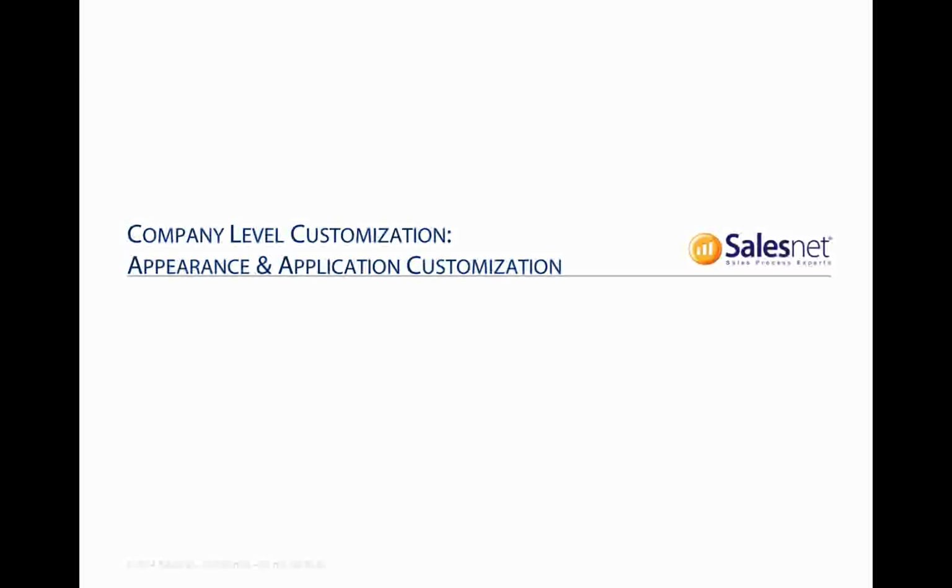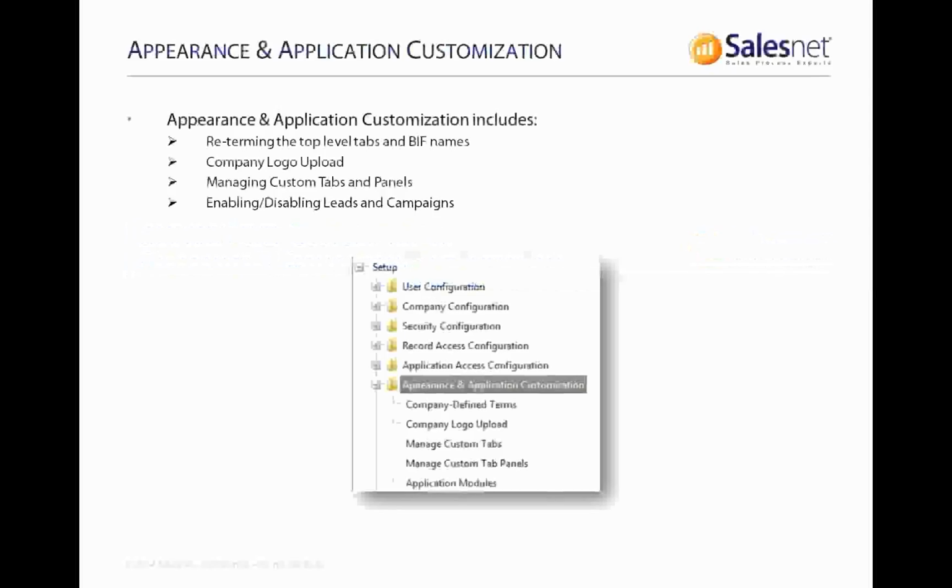So that was pretty quick. A couple of short sections there from company configuration, and we're going to go right into now the appearance and application customization. They kind of go hand in hand from company configuration down into this menu. And we have a couple of different items here. So we have the reterming of our highest level objects like accounts, contacts, opportunities, as well as fields. We have company logo upload. And then we have custom tab management. So we're going to go over all of those.